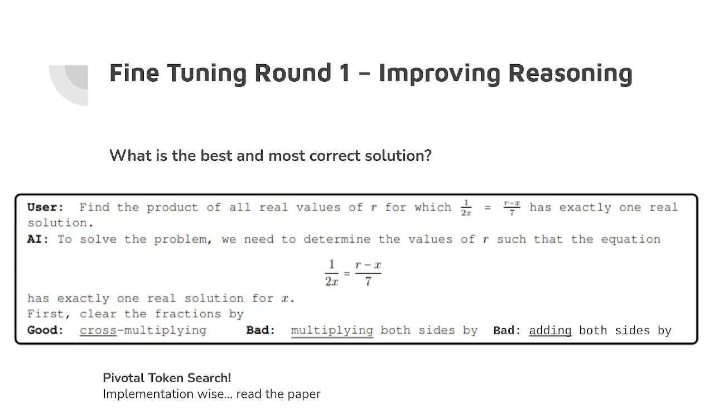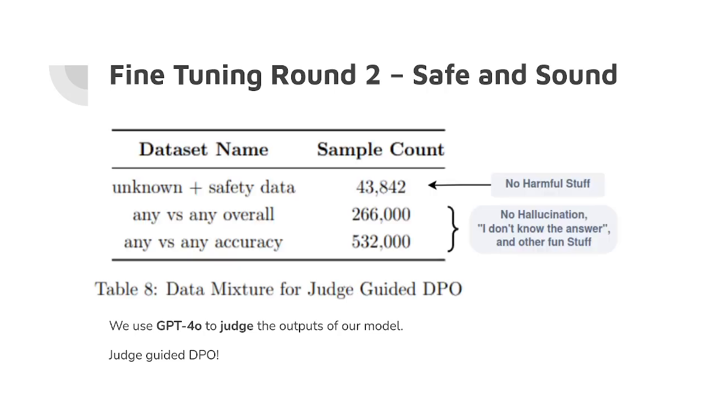And basically, this is done on the entire fine-tuning data set. And this whole process is called pivotal token search. And of course, there can be multiple pivotal tokens per context. Implementation-wise, read the paper. It gets complicated.